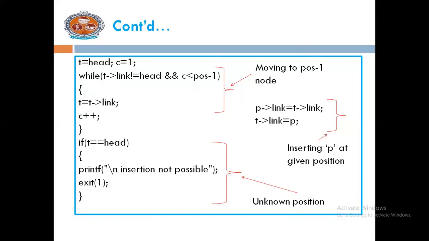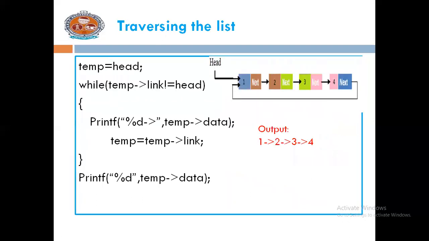T of link points to the new node. T of link points to the new node p. So that means the new node p is added at the required position POS. This is the code for insert at a specified position.